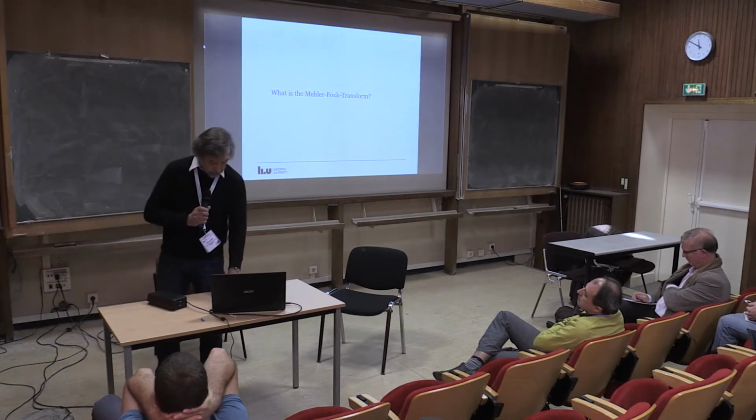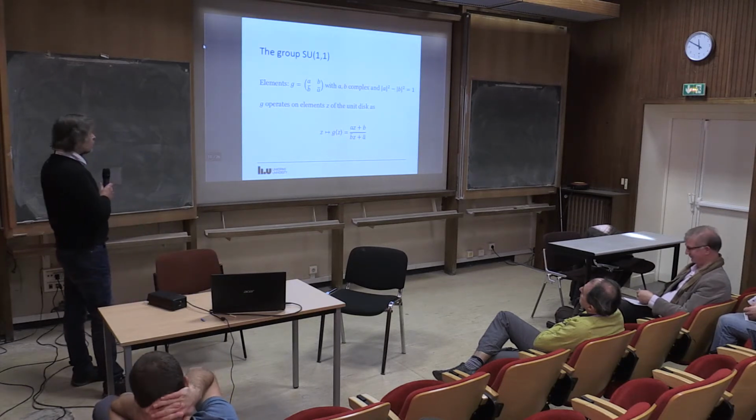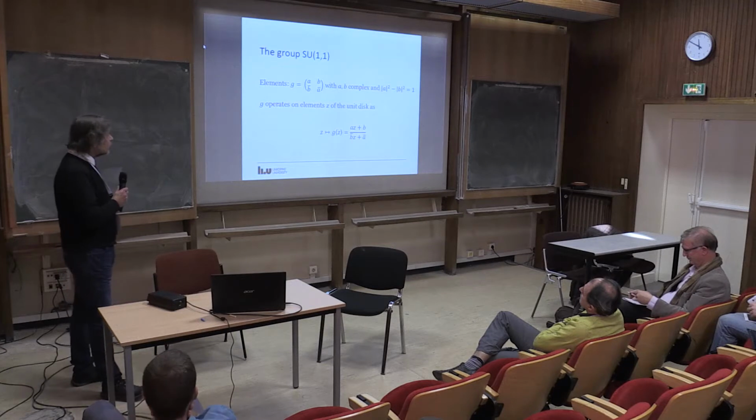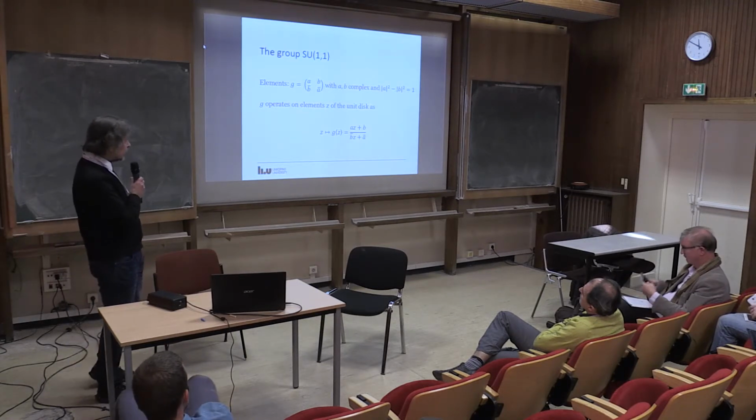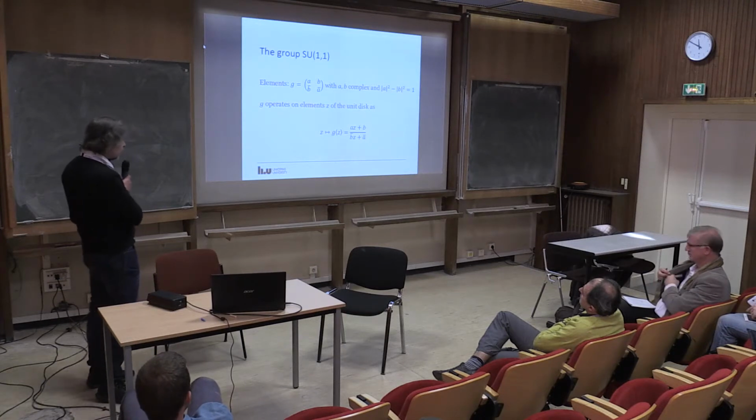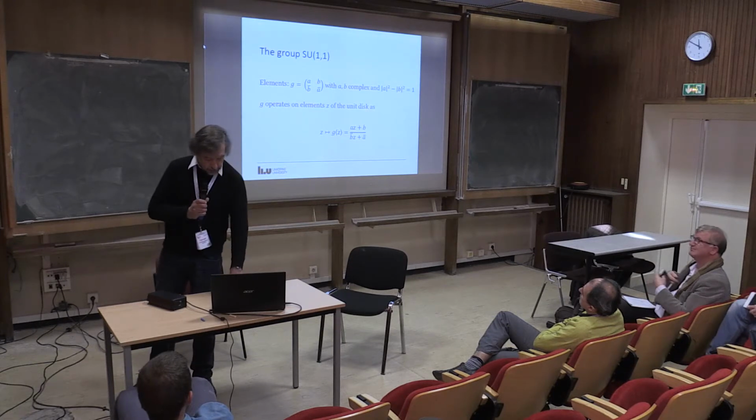So what is the Mellin-Fock transform? The group SU(1,1) is a group of 2 by 2 matrices with complex elements, where |a|² minus |b|² is equal to 1. They operate on the unit disk with these Möbius transforms.